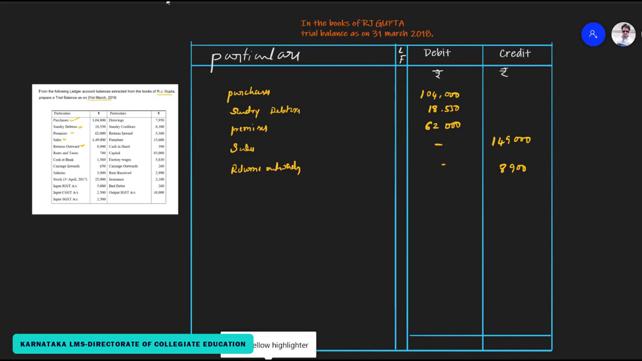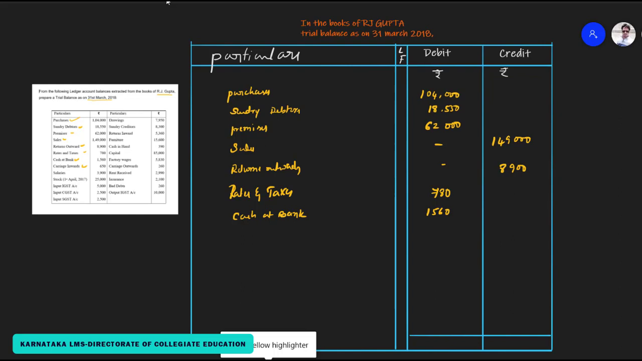And then we have rates and taxes. It is like an expenditure, so it should be recorded on the debit side. So rates and taxes, we have the amount 780 on the debit side. And then next thing is cash at bank. Cash at bank is an asset, so on the debit side, 1,560.